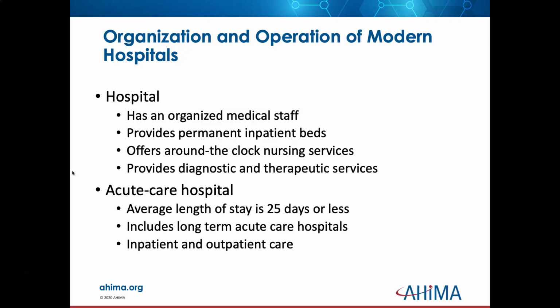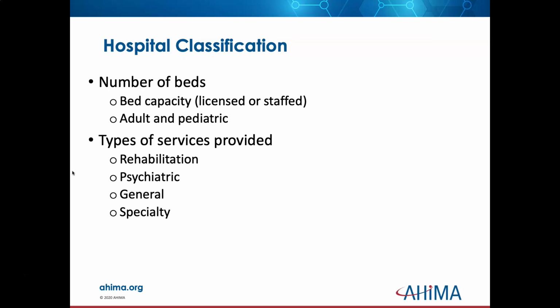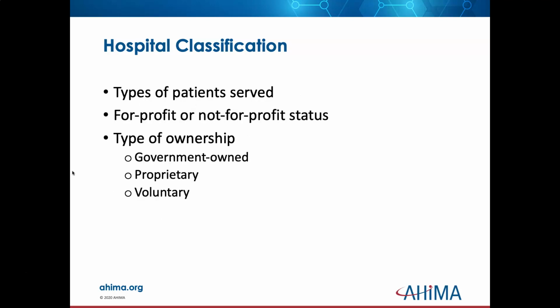There is such a thing as a long-term acute care hospital, and it provides inpatient and outpatient care. And again, bed capacity is licensed versus staffed. They care for adult and pediatric patients. Types of services: sometimes there's rehab, psychiatric care, general, specialty. Types of patients served: a wide variety, depends on the hospital.